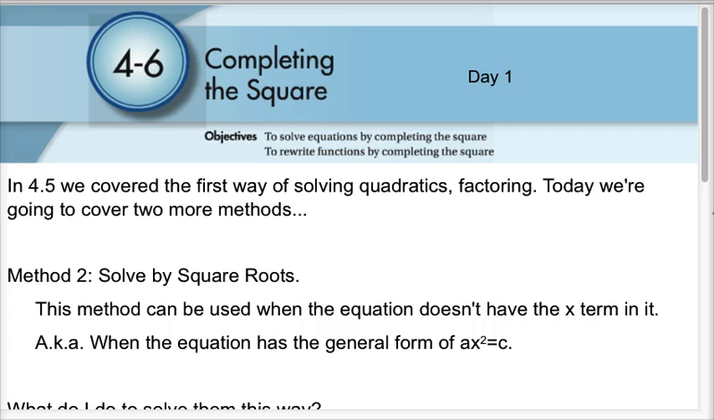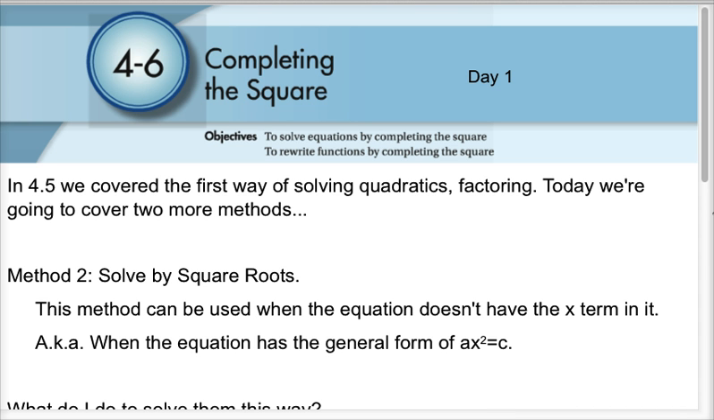Now we are going to start a completely new type of way of solving quadratics. So we are continuing the idea of solving these. First, we talked about graphing, then we talked about factoring. Now we're going to move on, and today we're going to cover two more ways of solving quadratics.